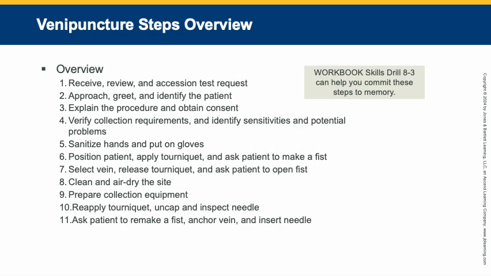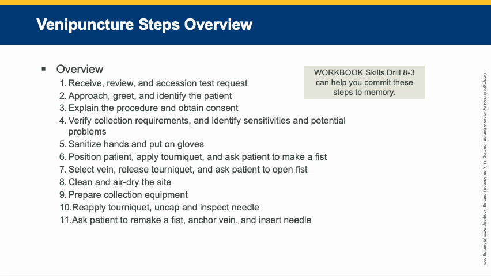Okay, so let's discuss the venipuncture steps in an overview. You're going to first receive, review, and look at that accession test request. Then when you get it, you're going to decide in your mind what blood specimen tubes you're going to need. And you're going to first go look at the patient to see how you're going to stick them. Like, does this patient have good veins? Do I need an ETS tube, or do I need a syringe, or do I need a butterfly, or can I use a 21 or 22, which is the bigger gauge needle? So you decide that when you get to the patient's bedside.